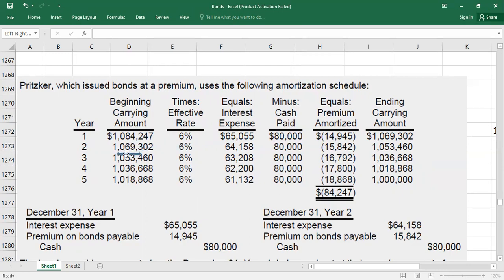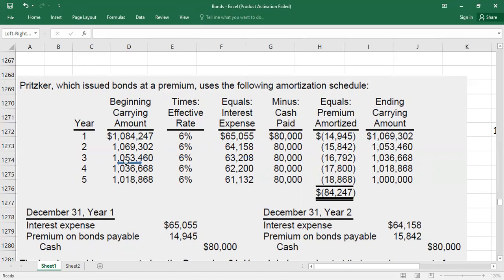Again, the beginning carrying value, which was 1,069,302, minus amortization of premium, which is 15,842. This is how you get the ending carrying value, which is equal to $1,053,460. This will be the beginning for next year, again times 6%. You get the interest expense, but the actual interest paid is 80,000. The difference between interest expense, which is 63,208, and actual interest paid, 80,000, is the amortization of premium.